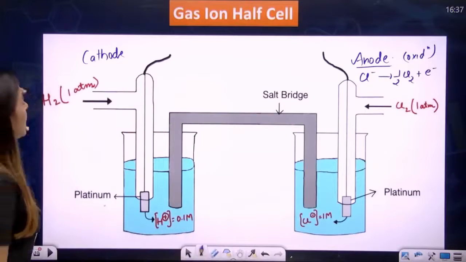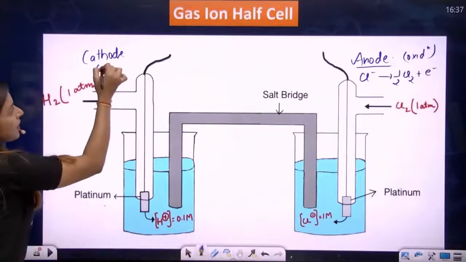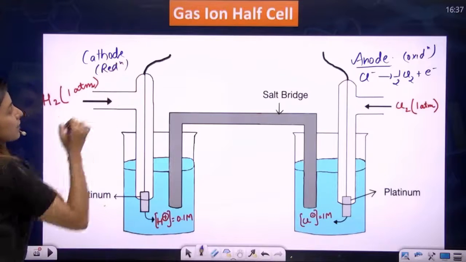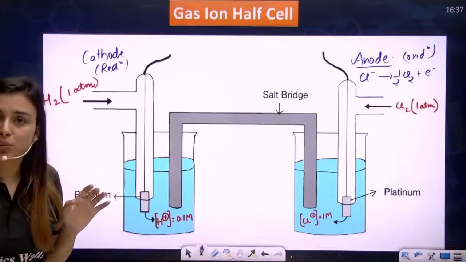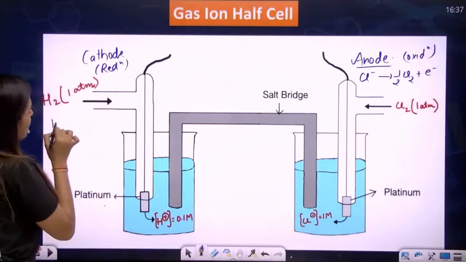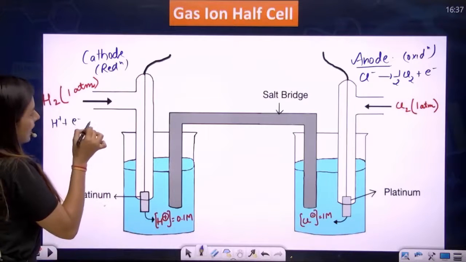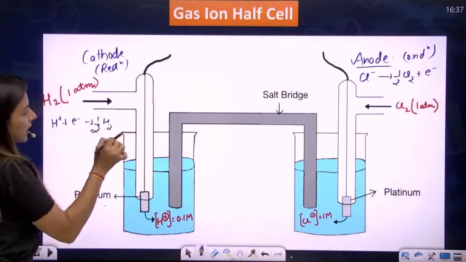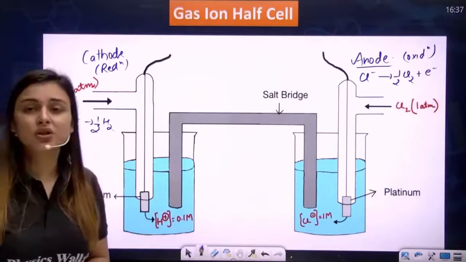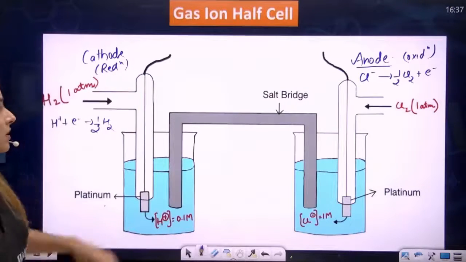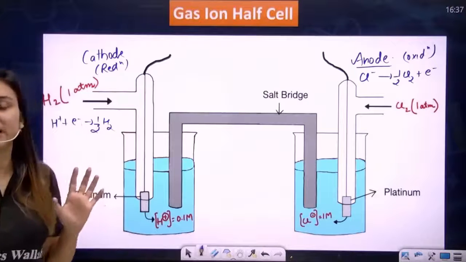Let's come here. This is your cathode. So here definitely reduction will be taking place, and for reduction gain of electron will happen. So H plus will gain electron and it will give me half H2 gas. This is the representation for the cathode. This is your cathode, this is your anode. We have written the half cell reactions.